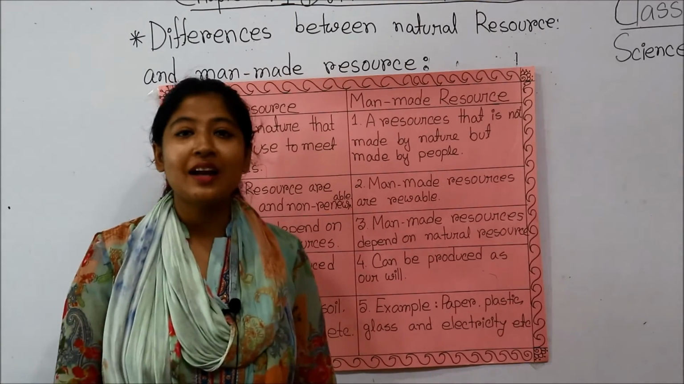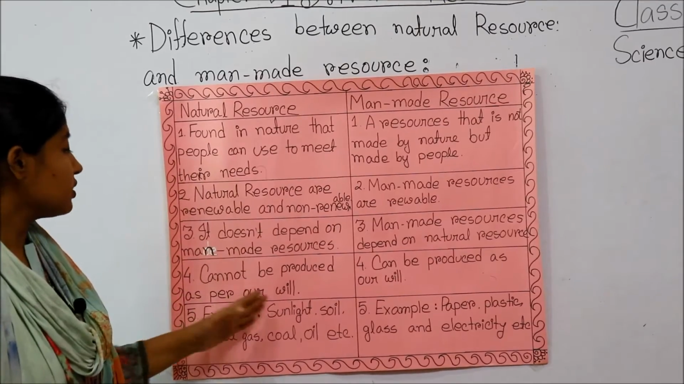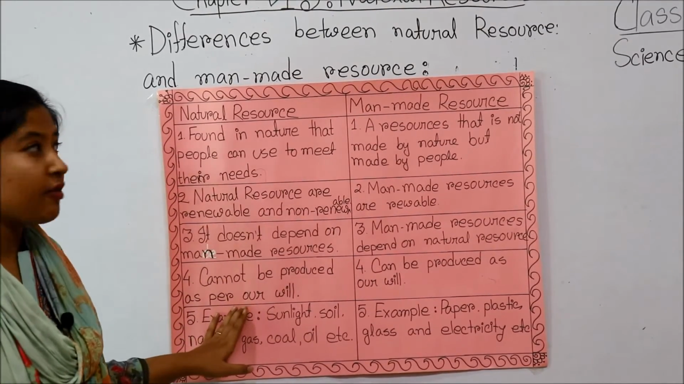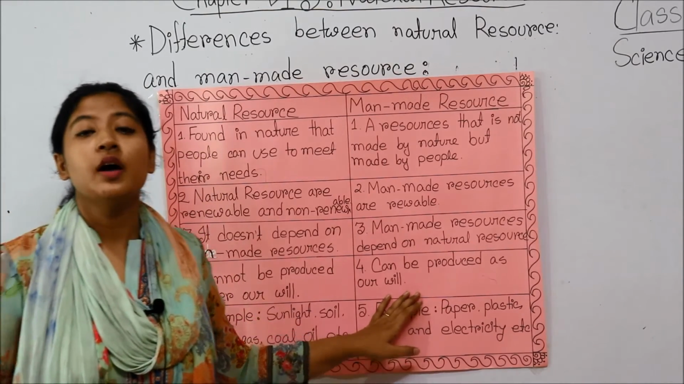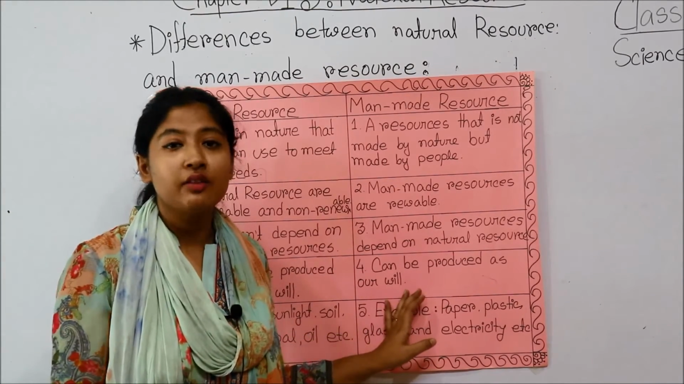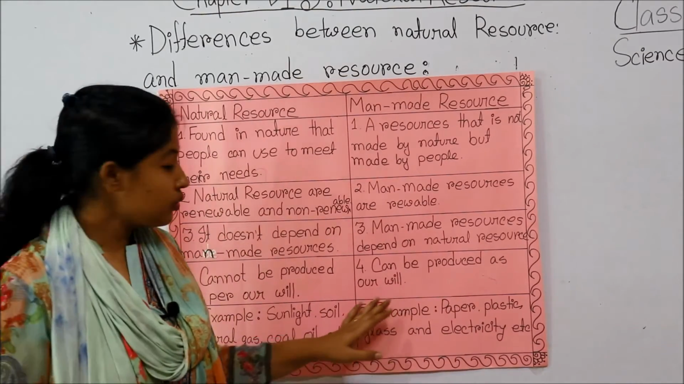Number four is natural resources cannot be produced as per our will. We can't produce sunlight or we can't produce wind. So definitely natural resources cannot be produced as per our will. But we can make different types of houses, bridges, culverts. So man-made resources can be produced as per our own will.